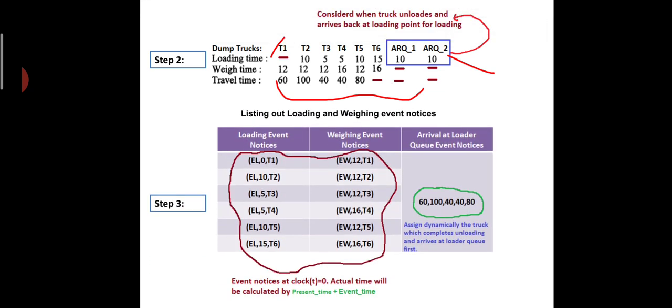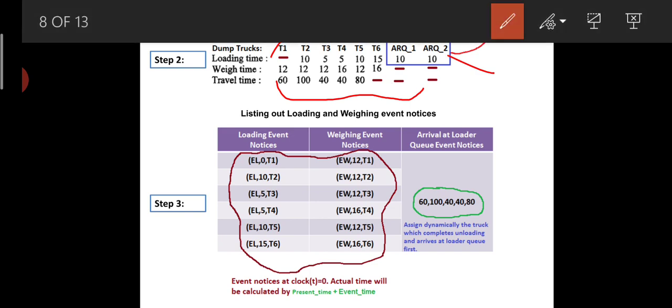In the third step, we list out the event notices, that is loading event notices and weighing event notices, according to the event notice format. The event notices listed here are all considered at time T0. The actual occurrence of the event is calculated using the formula: present time plus event time. The present time is the clock time, which is added to the event time, and the arrival at the loader queue, that is the travel time, will be considered dynamically, as I said already.